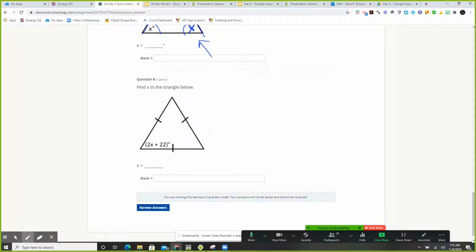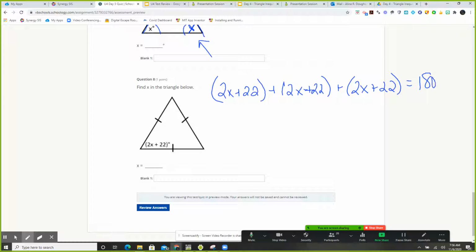What about question 8? What do I know about question 8 that's going to help me here? They are all equal. All the sides are equal and all the angles are equal. So what equation can I set up? And again, there's a couple of choices here. That's a lot of 2x's plus 22s. Equals what? Perfect. I could use distributive property and I could just do 3 times 2x plus 22 equals 180.